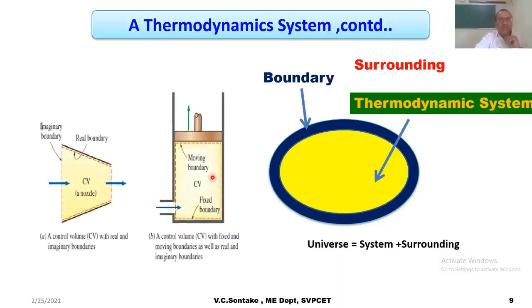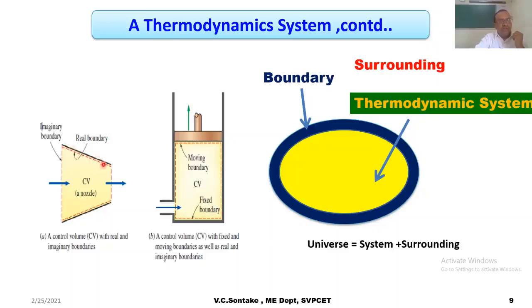Let us take some examples. Here a piston cylinder arrangement is shown. The piston can move in the upward or downward direction. So the rigid walls of the cylinder are called as boundary of this piston cylinder arrangement as thermodynamic system. They are rigid boundaries and real boundaries. The piston can move in the upward and downward direction, so it will have moving boundaries and also the real boundaries.